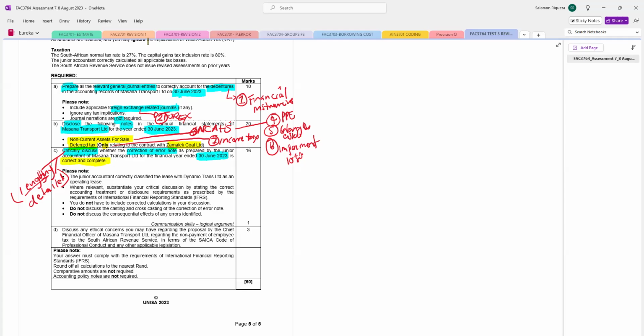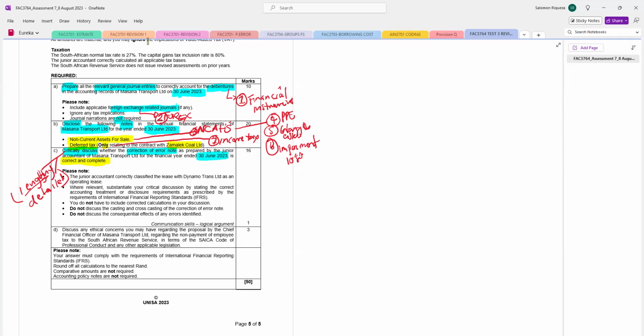Remember here, the word here is critically discussed. So when I'm looking through the note, when I find something that is correct, I'm going to say this was correct according to the correction of error note. This was correct. If it is incorrect, I should say this was incorrect. It should have been, and then I must also suggest how it should be done. If it was incorrect, how should we correct it? So you tell them the right thing to do.